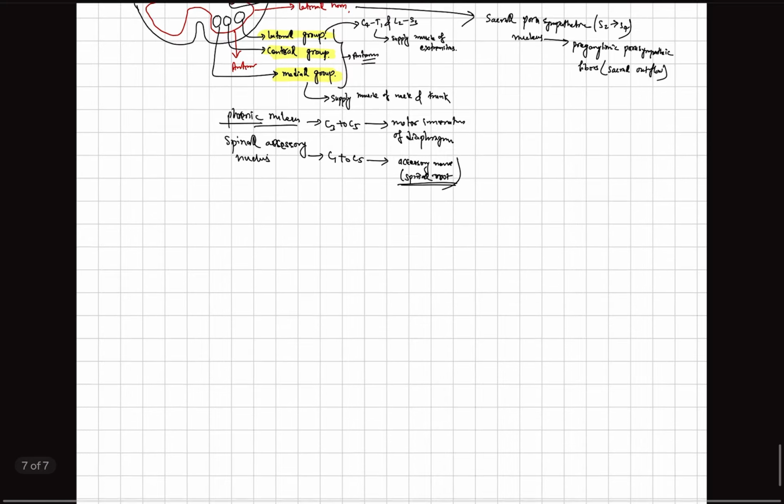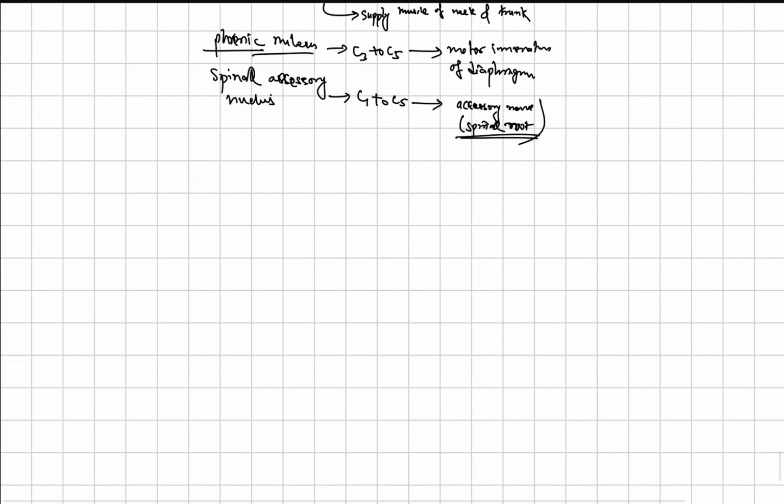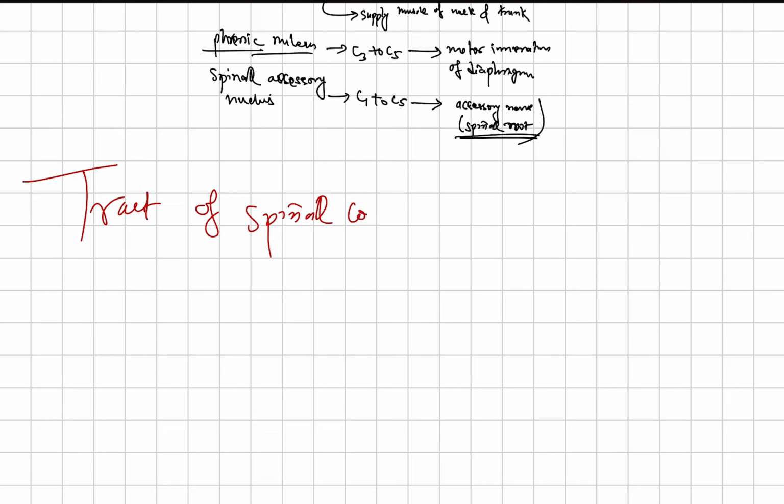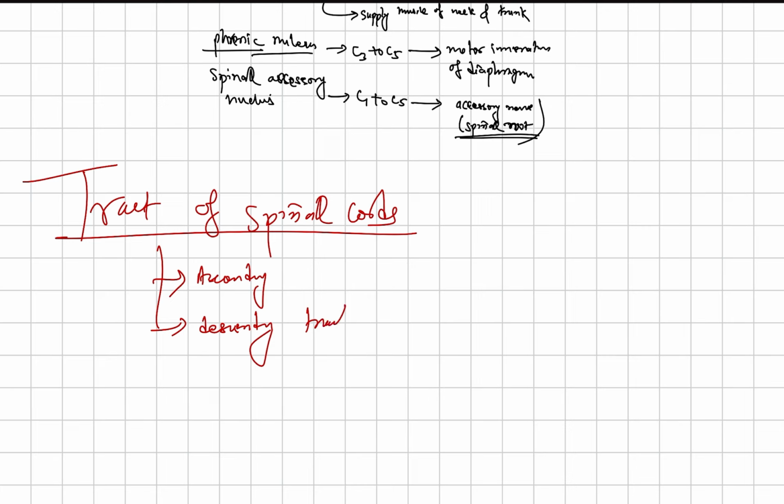In the coming video we will discuss the tracts of the spinal cord. There are ascending and descending tracts, sensory and motor, and we will discuss these in the coming video.